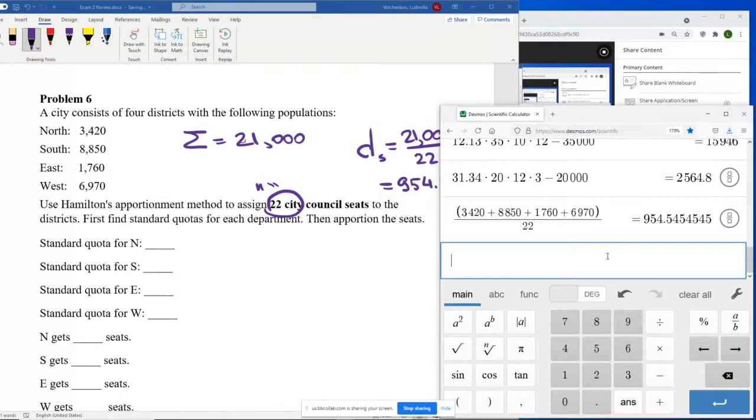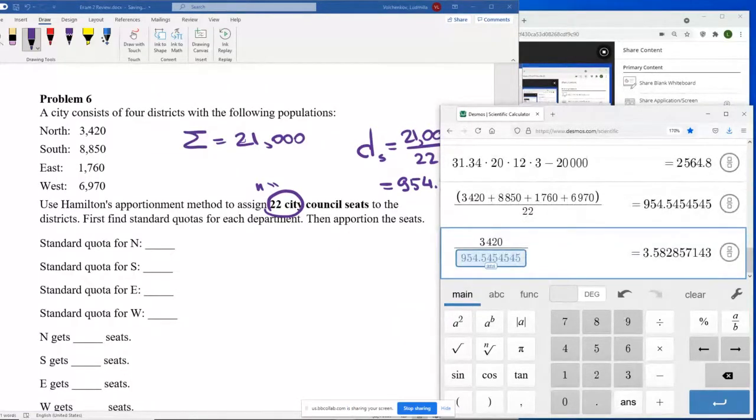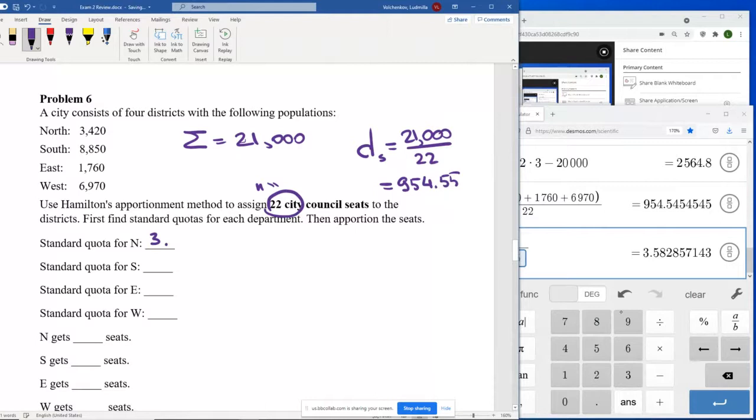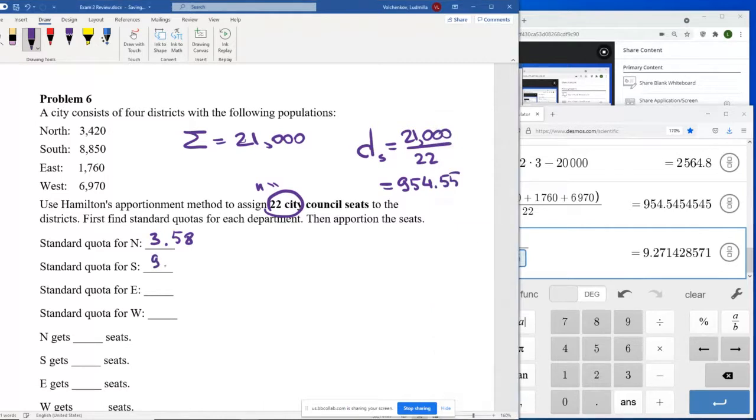We take the population of the first district, 3420, and divide by the answer from the previous step. So the standard quota, we round to the second decimal place: 3.58. We use standard rounding. After 8, we have 2, so we round down. The second district, 8850. The standard quota for South is 9.27.